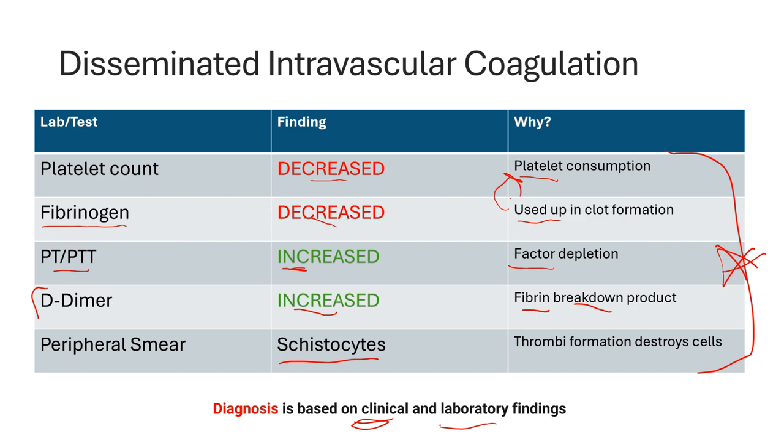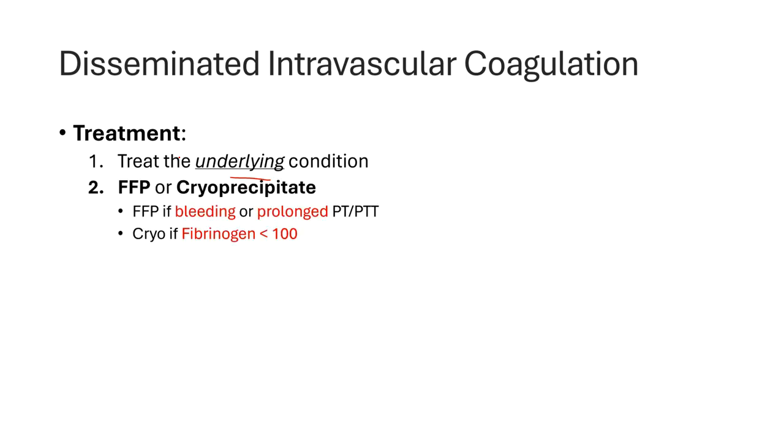So how exactly do we treat DIC? DIC typically has three mainstays of treatment. Remember, DIC is caused by some sort of underlying disease, such as cancer or some sort of infection. Thus, we're going to treat the underlying condition, whatever that is. The hallmark for DIC is either going to be fresh frozen plasma or cryoprecipitate. Fresh frozen plasma is used as DIC consumes many of those clotting factors like 5, 8, and fibrinogen.